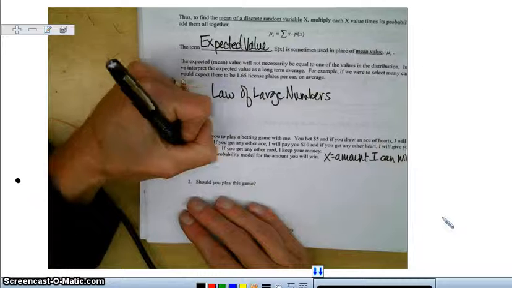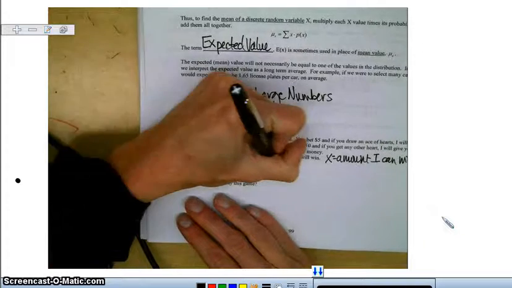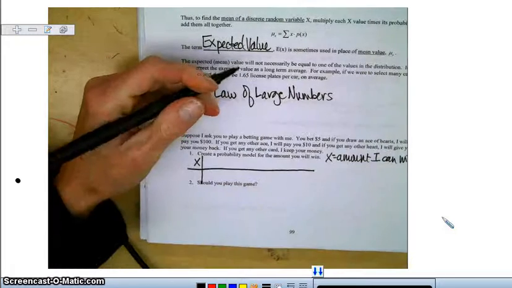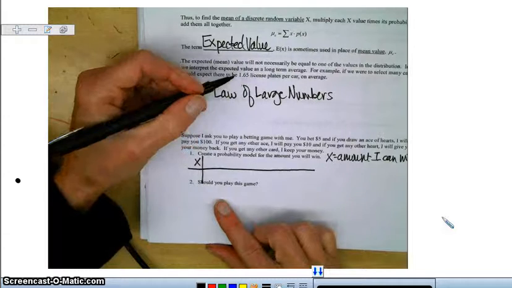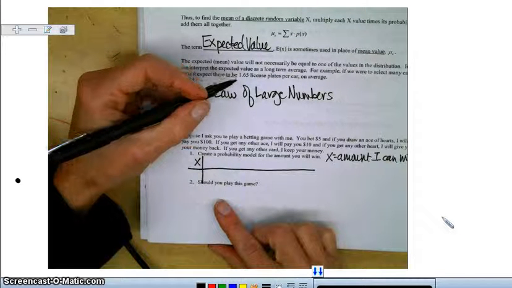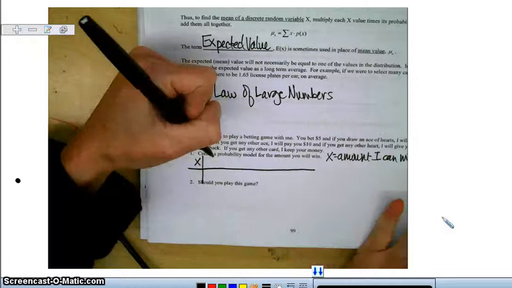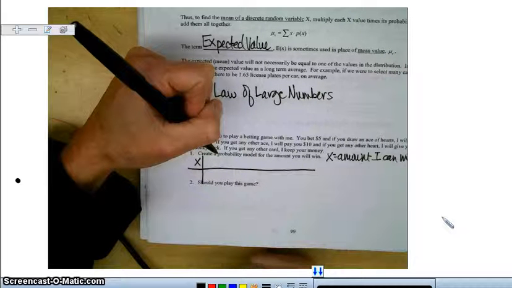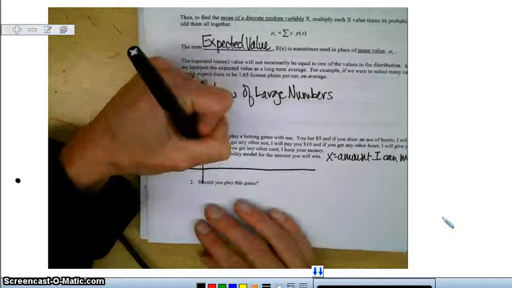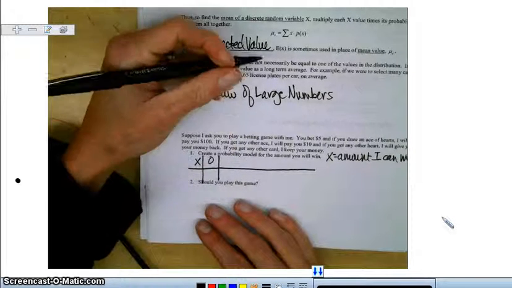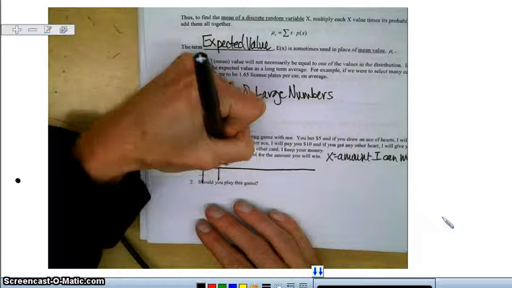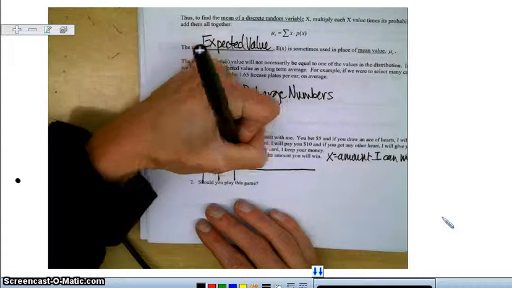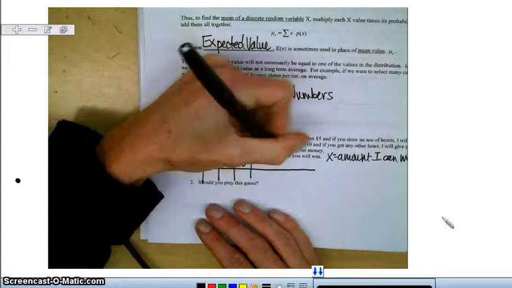So X, what are the different amounts that I can win? The different amounts that I can win, I could win $0. I bet 5 and I don't win anything. The other amount I can win is $5. I can also win $10 and I can win $100.